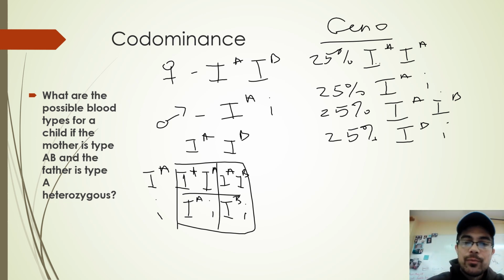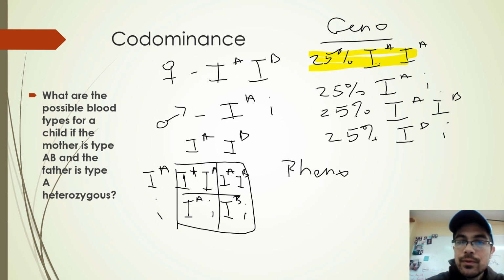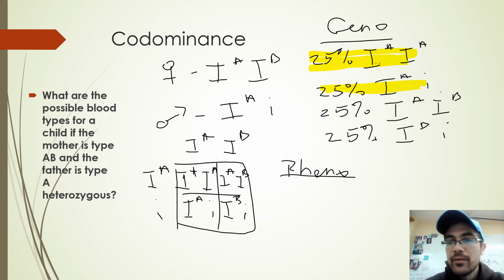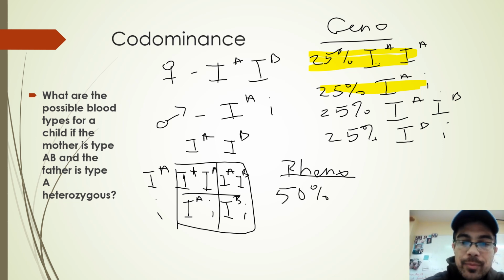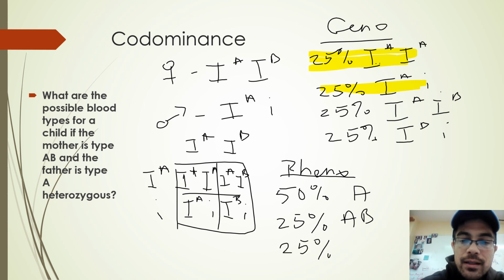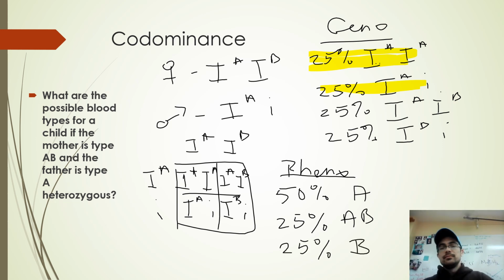Okay, so phenotype-wise, though, it is going to be a little bit different because, again, with these two, both of these would end up being a type A. It doesn't matter that one of them is a homozygous A and one is a heterozygous A. They are going to have the type A blood type. So there's a 50% chance of being type A, 25% chance being AB, and a 25% chance being type B. So that is all there is with the codominance and incomplete dominance.